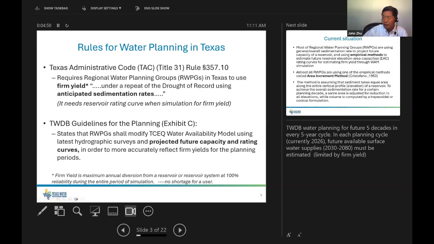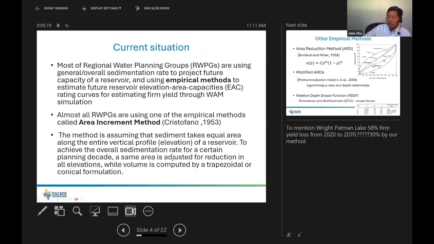And what is the firm yield? The firm yield is the maximum annual diversion from a reservoir or reservoir system that has 100% reliability during the entire period of the simulation. The firm yield will guarantee the water has never shortage during the whole period. That is the legal requirement.